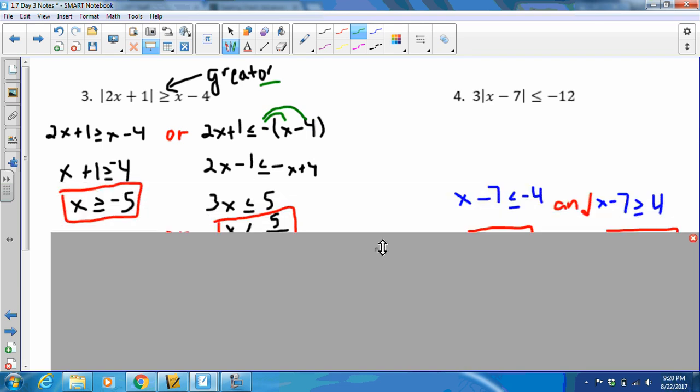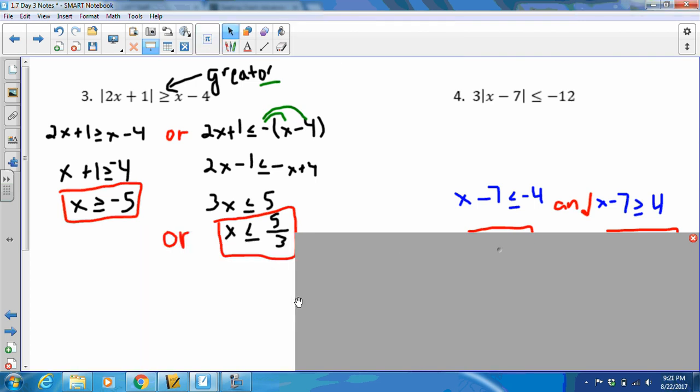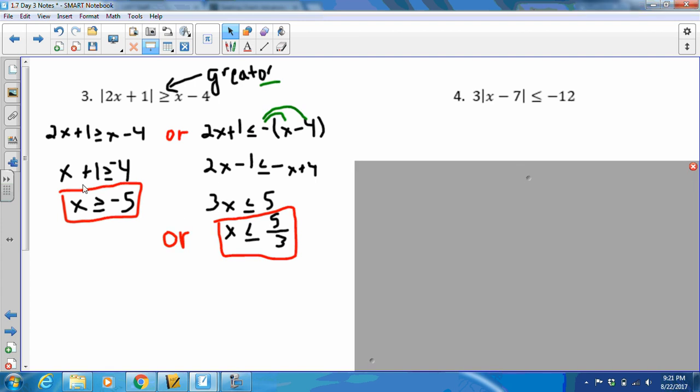Now, going on here, we basically have to solve it. So here, this is easy. All you do is subtract 1 from both sides. So now x is greater than or equal to negative 5. Over here, though, I had to take extra steps. I added x to both sides because this is a negative x, and I get 3x. Now, I did kind of 2 moves in one step. I added 1 to the other side to give me 5. To get x all by itself, I just divided both sides by 3. And so my second answer is x is less than or equal to 5/3.